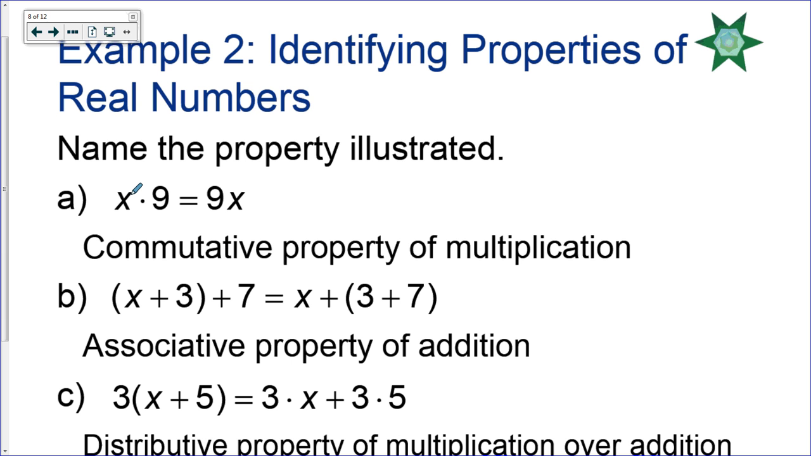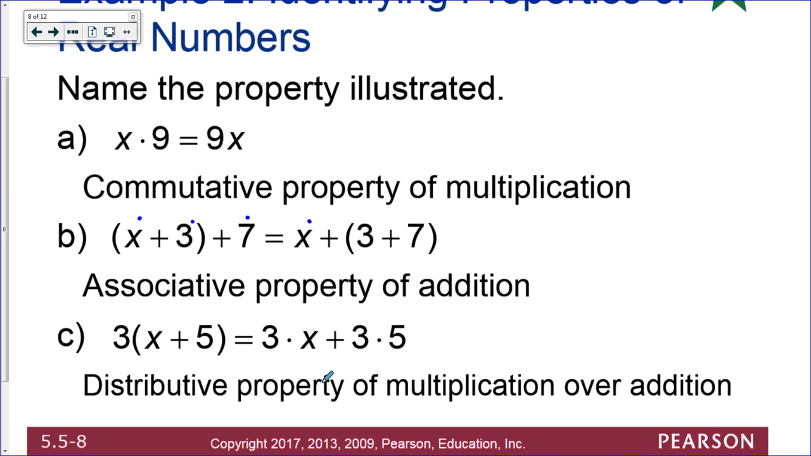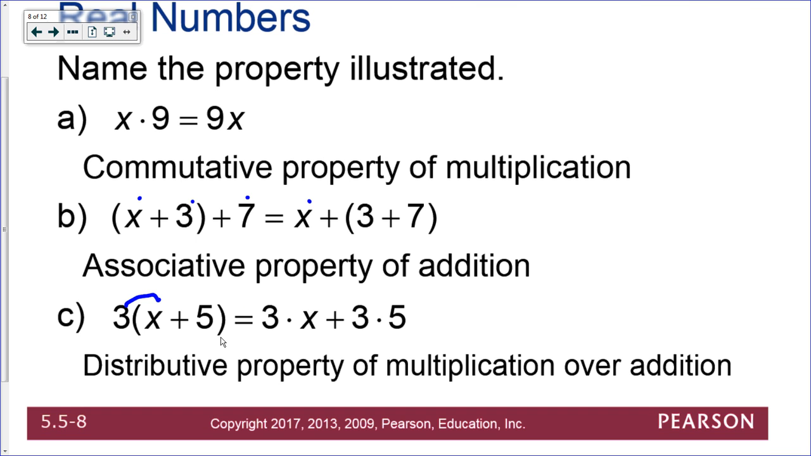So the first property, if it's x times 9 or 9 times x, when it changes the order, that's the commutative property. Associative, you can check by going, okay, this goes x, 3, 7, and over here it goes x, 3, 7, so the order did not change. All they did was slide the parentheses. That's the associative property. And the distributive is you're going to distribute. It's the property of multiplication over addition, where you're multiplying and distributing over the parentheses.